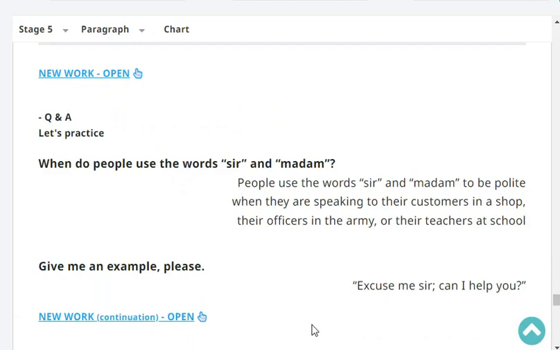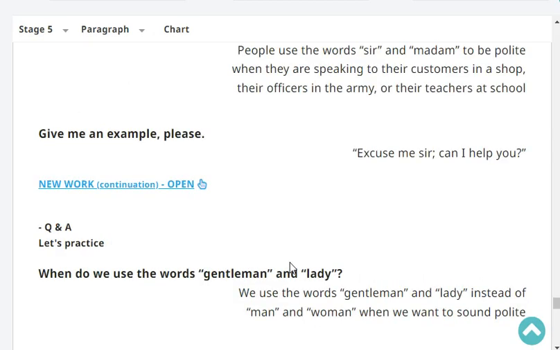When do people use the word sir and madam? People use the word sir and madam to be polite when they are speaking to their customers in a shop, officers in their army, or teachers at school.